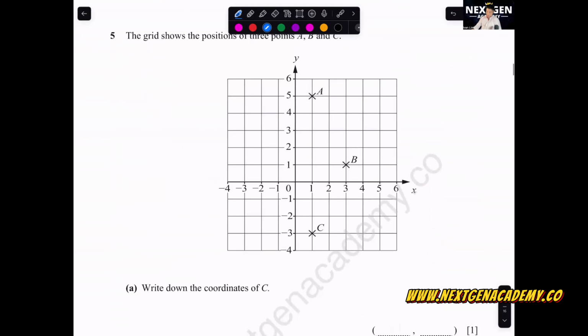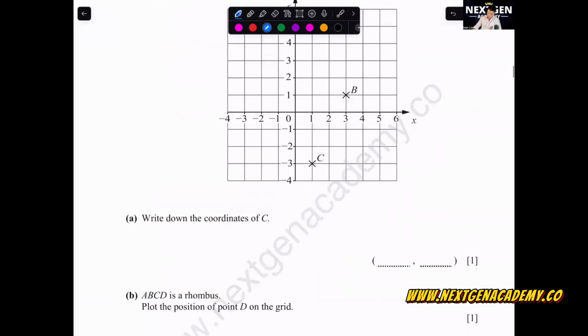Okay, let's go to question number 5. Write down the coordinates of C. Coordinates means you read your X and Y. This one is just 1, -3. Very good, Ethan. Easy, right?